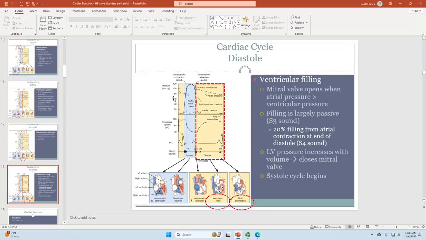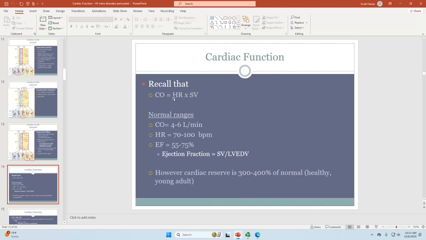Okay, so that's the coordination of blood filling, pressure rising, valves opening and closing. Okay, and that'll come back, particularly when we talk about valvular disorder. So important to understand the cycle, if you will. Okay, so recall what we talked about before, that cardiac output is a function of heart rate times stroke volume, right? Which is all a component of blood pressure.